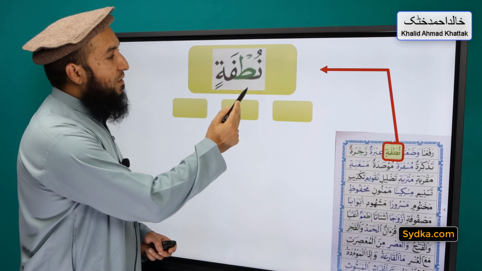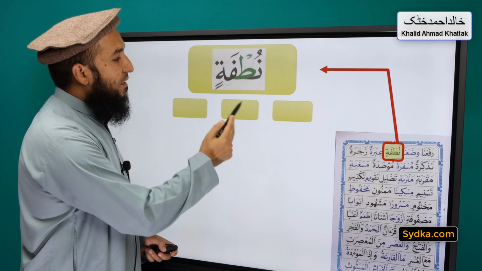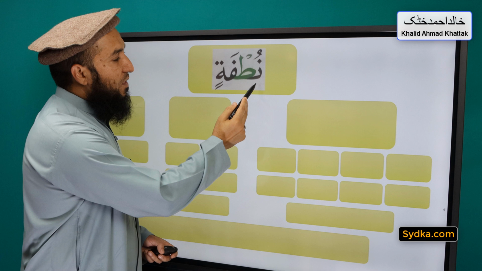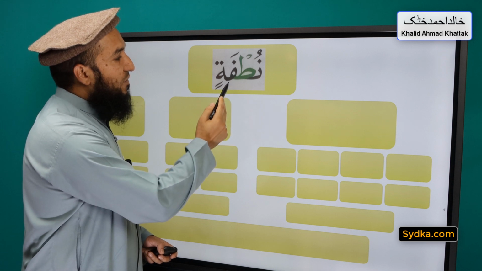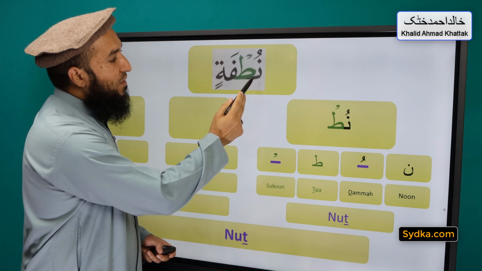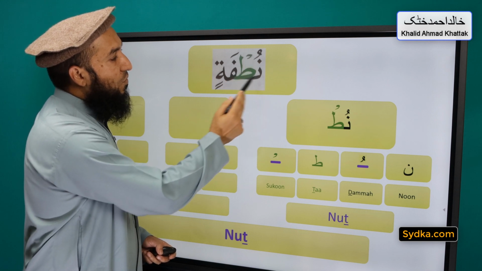The next word we have is nutfatin, and it can be divided into three syllables. The first one is nutfa, the second one is fa, and the third one is tin. So the first syllable we have is noon dhamma ta sukoon nutfa.